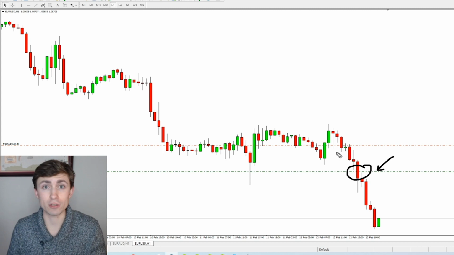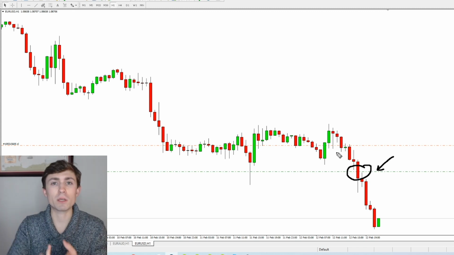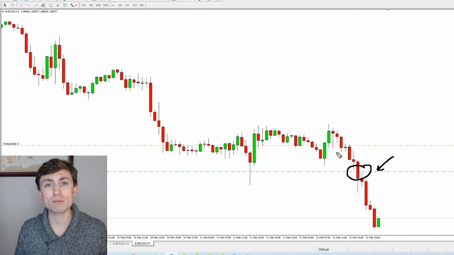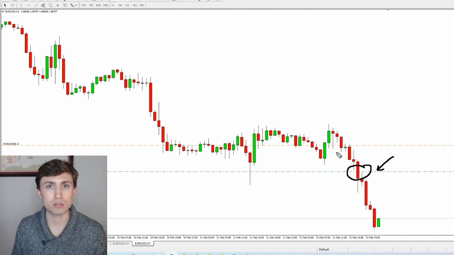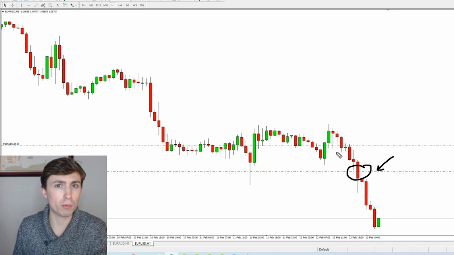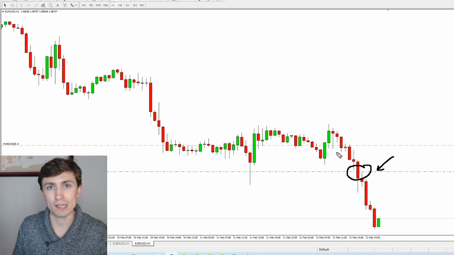The other components include risk management, keeping your psychology in check and actually sticking to your plan, not moving your stop loss when things go wrong, not taking profits too soon, not taking them too late, right? Sticking to the plan is more important than even executing the trade itself.